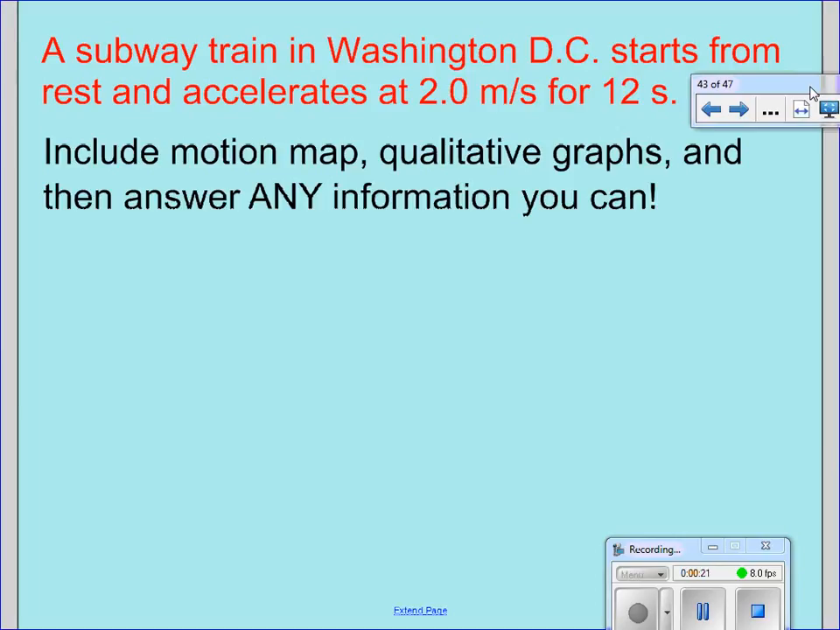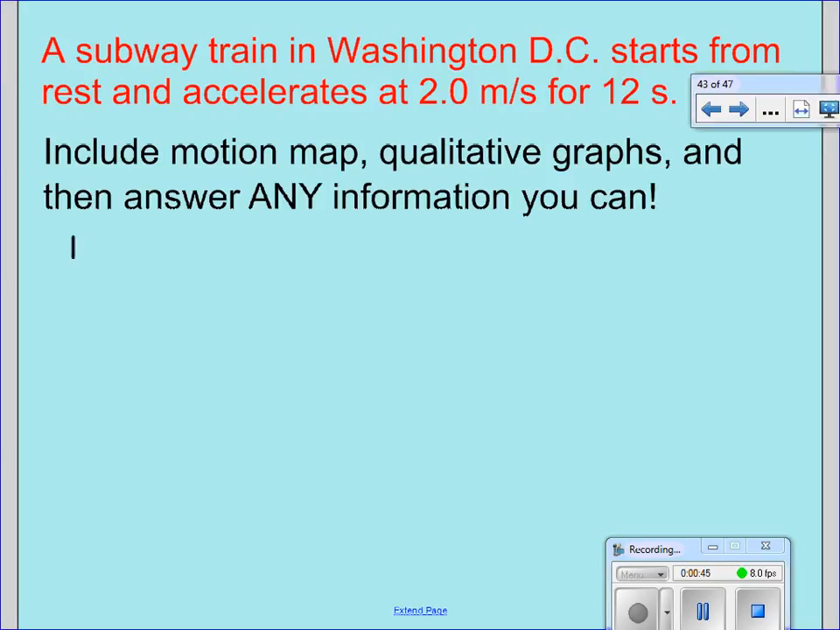It says a subway train in Washington, D.C. starts from rest and accelerates at 2 meters per second for 12 seconds. Notice it's very open-ended, doesn't really ask you a question, because the idea of this is I want you to be able to do everything we've learned so far in this class. That includes motion maps, qualitative graphing, and finally kinematic equations that would get us some additional information. So let's first start out with a motion map.